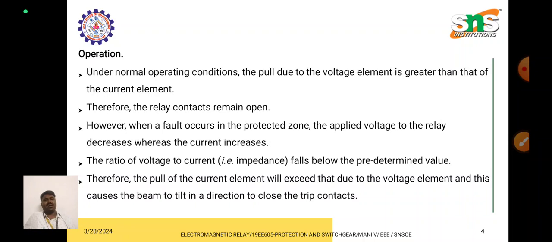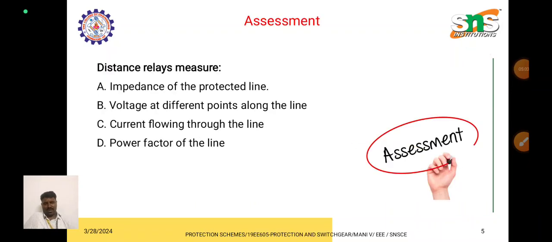When a fault occurs in the protected zone, the voltage applied to the relay decreases and the current increases. Because of this, the restraining force decreases and the operating force increases. The ratio of voltage to current, that is the impedance, falls below the predetermined value. Therefore, the pull of the current element exceeds that of the voltage element, and this causes the beam to tilt in the direction to close the trip circuit of the circuit breaker.